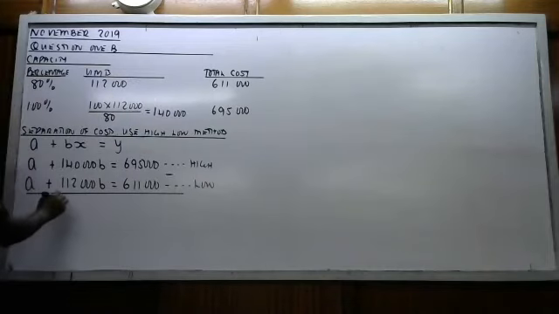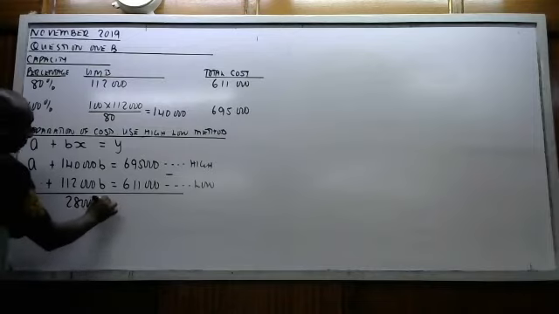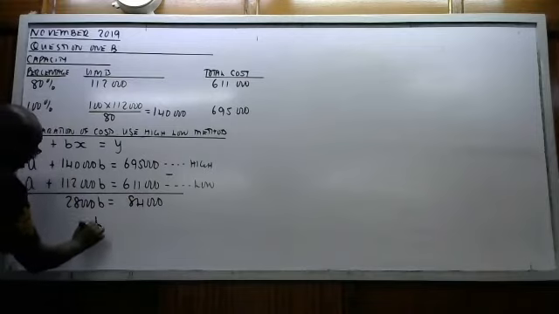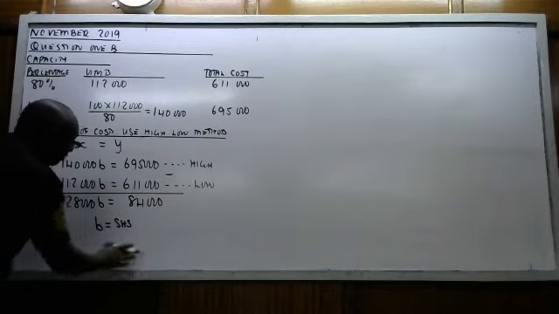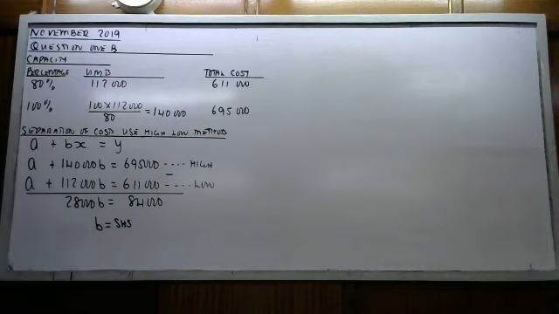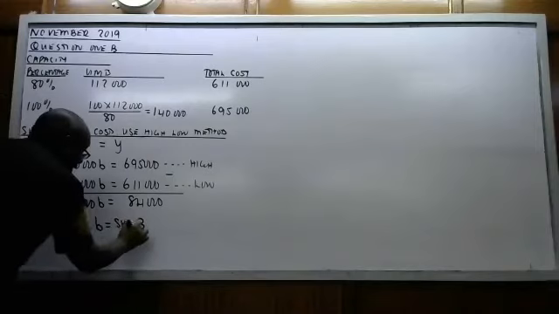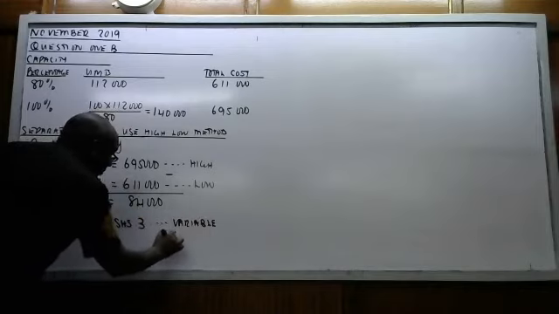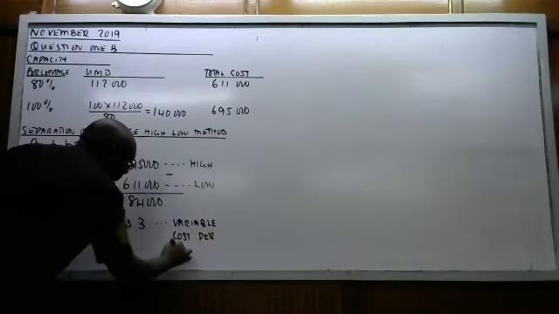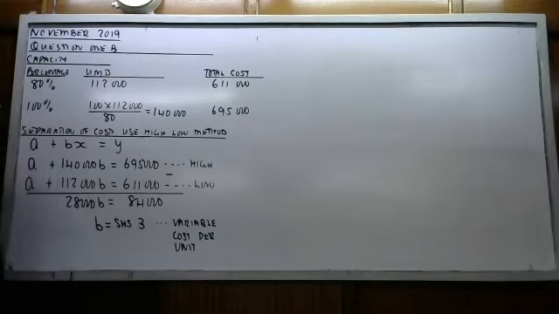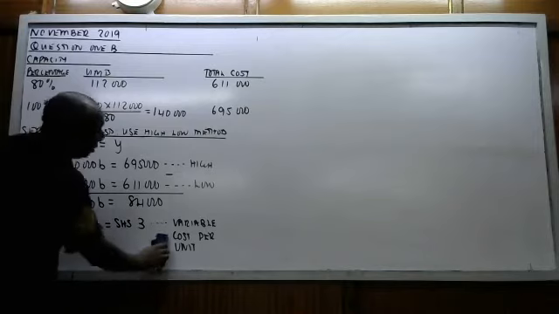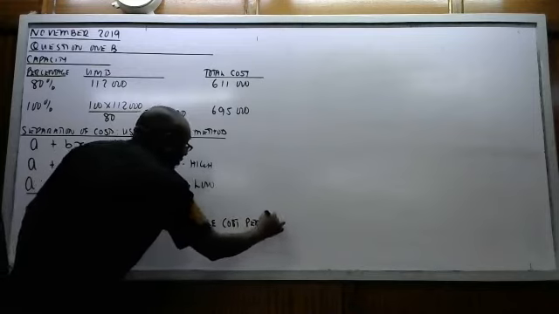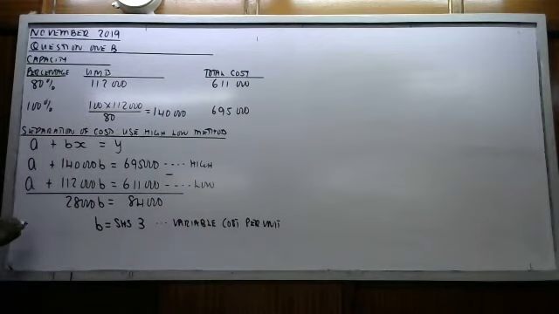So this will be 28,000 B is equal to 84,000. So B should be shillings 3, if you divide 84 by 28. And this is the variable cost per unit. Variable cost per unit.